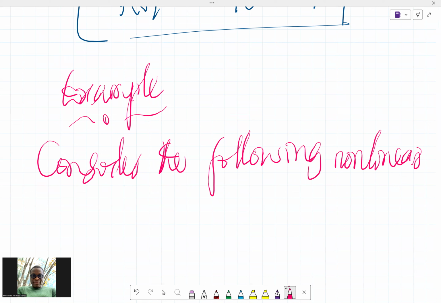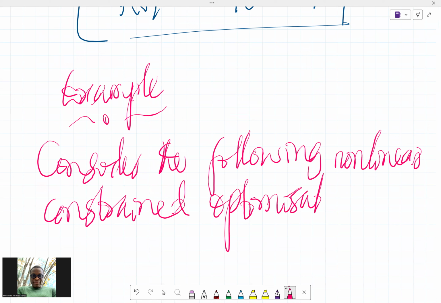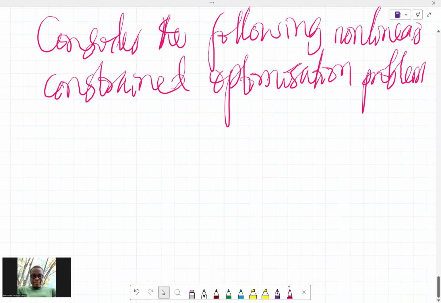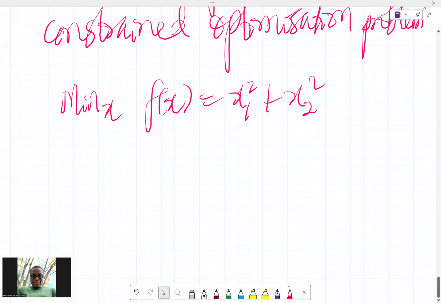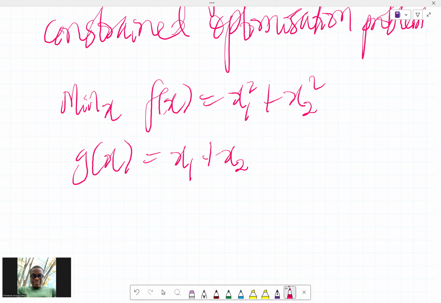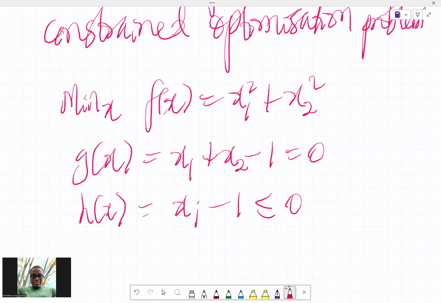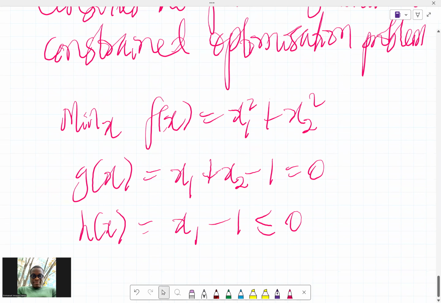So consider the following nonlinear constrained optimization problem. Minimize f of x equals x1 squared plus x2 squared, two variables. The equality constraint g of x is x1 plus x2 minus 1 equals 0, and then h of x equals x1 minus 1 is less than or equal to 0. Okay, so that's the problem we need to take care of.